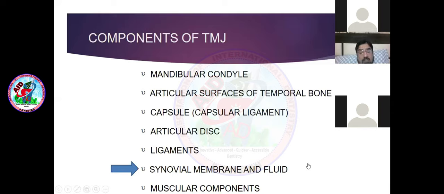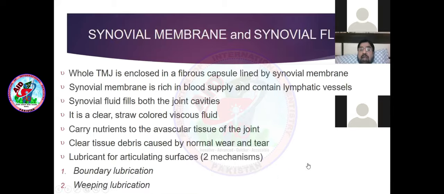Now, the very important topic is the synovial membrane and the fluid it contains. The whole TMJ is enclosed in a fibrous capsule lined by the synovial membrane. This synovial membrane has a rich blood supply and also contains rich lymphatic vessels. Synovial fluid fills both joint cavities, the superior as well as the inferior. It is a clear, slightly straw colored, viscous fluid. It carries nutrition from the vascular area to the avascular area of the joint and supplies oxygen and nutrition to this area.